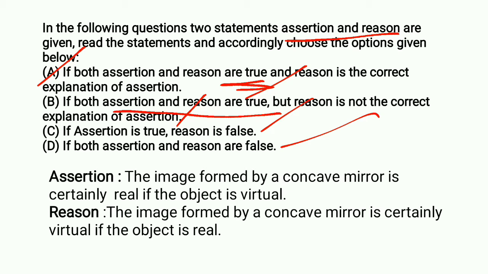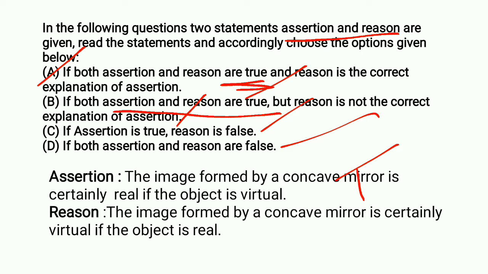So here is the question, assertion. The image formed by a concave mirror is certainly real if the object is virtual. So as we know, a concave mirror produces a real image, so the statement is true. And here we have the reason: the image formed by a concave mirror is certainly virtual if the object is real.